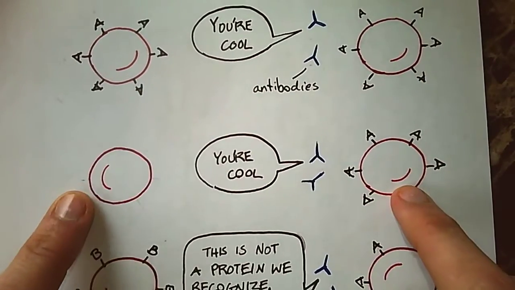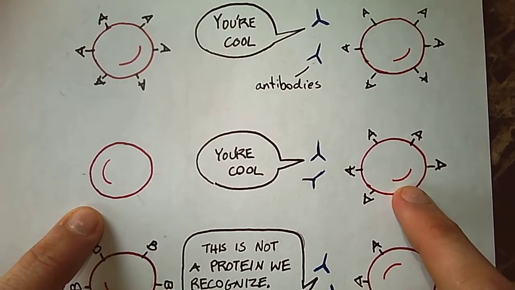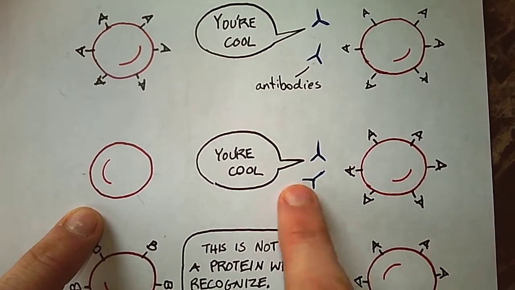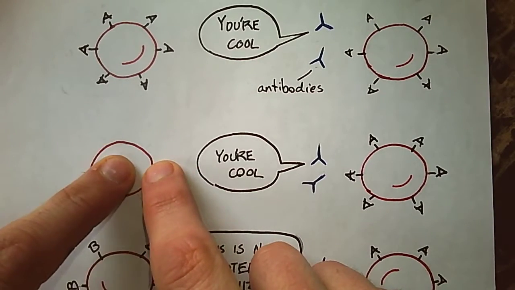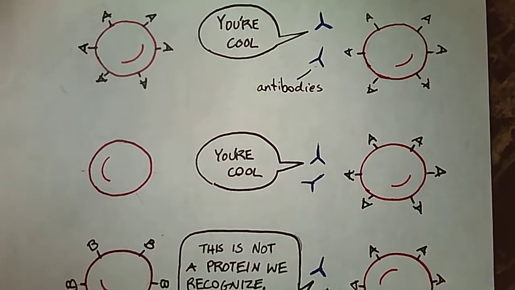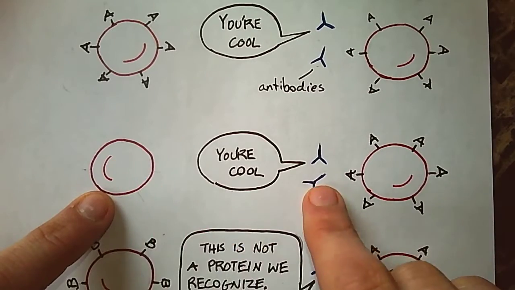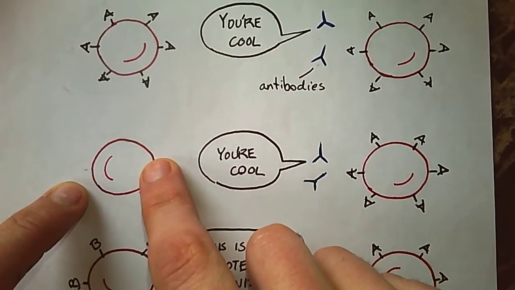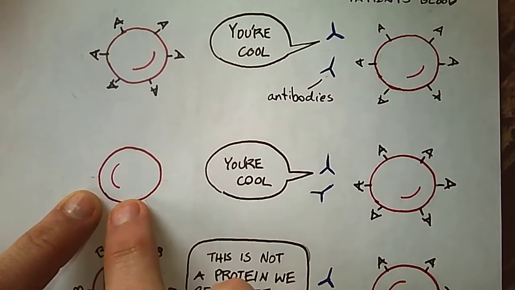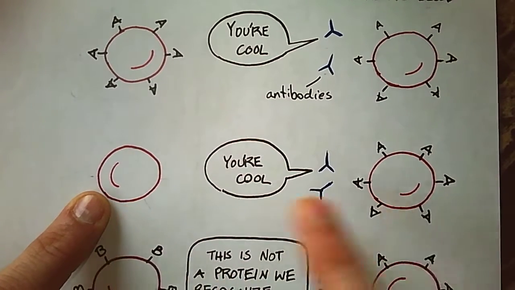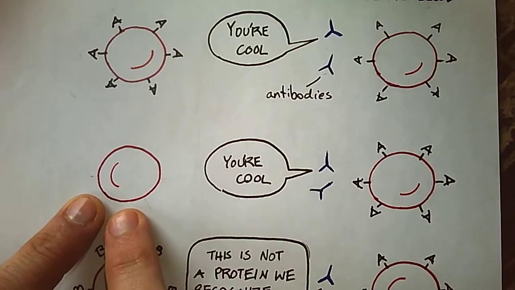Now let's say that we have a type O person donate to a person with type A. Well, these antibodies are going to bump into this cell, and there's no proteins to recognize. If there's no foreign proteins to recognize in this case, these antibodies aren't going to clump around the cell, and this works out too. So just by having no proteins, type O people could donate to everyone. They're the universal donor. All right.